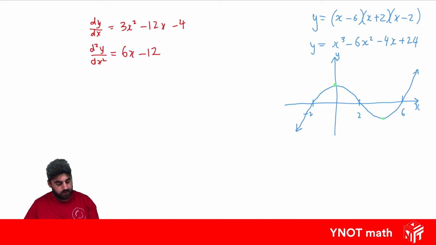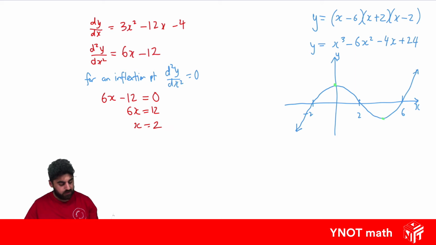And we just learned that for an inflection point, your second derivative needs to equal 0. So we're going to let our second derivative equal 0. So 6x minus 12 equals 0. And we solve for x to find the x coordinate of the inflection point. So we'll add 12 to both sides, divide both sides by 6, and we get x equals 2, which is roughly what we're expecting. So it actually happens on the x-axis there.